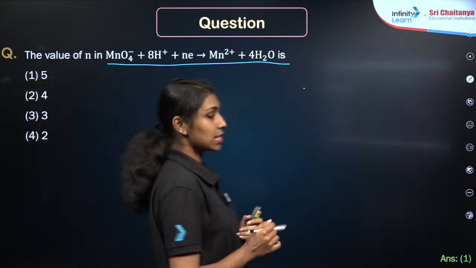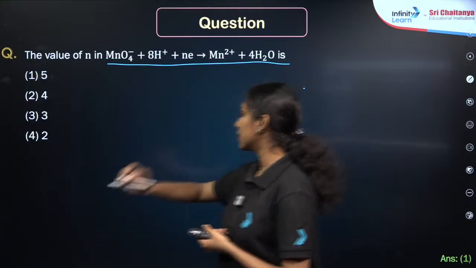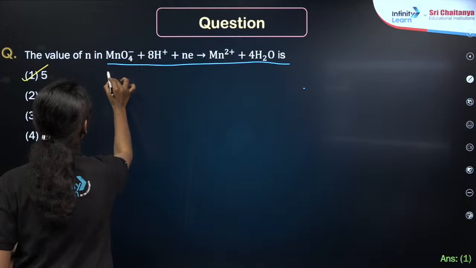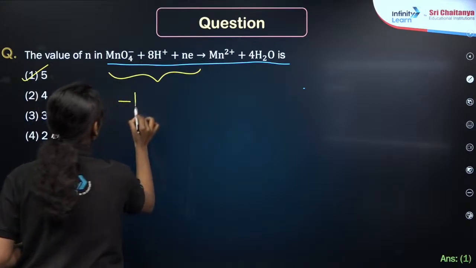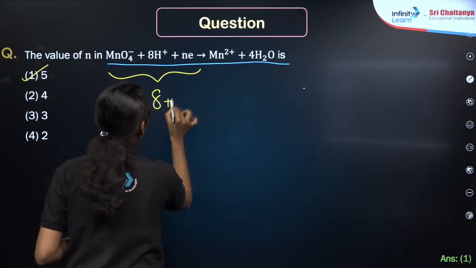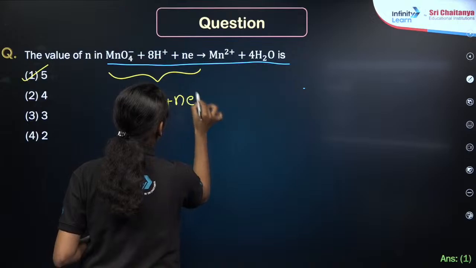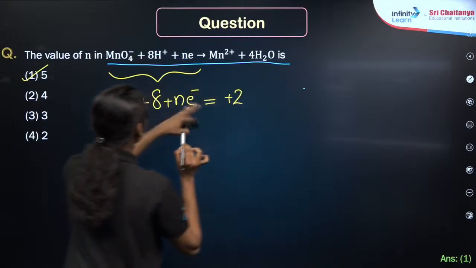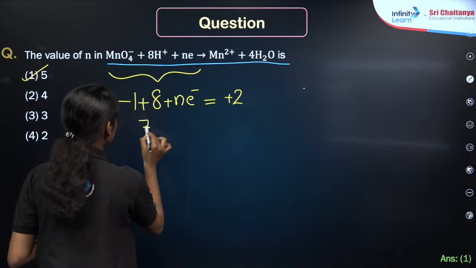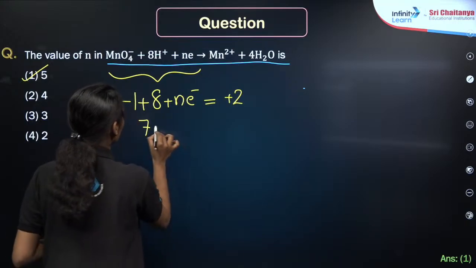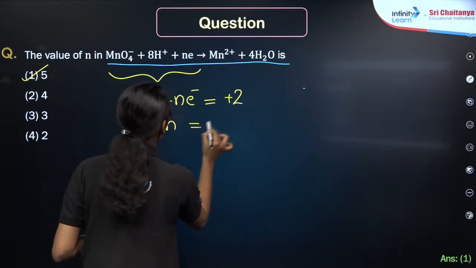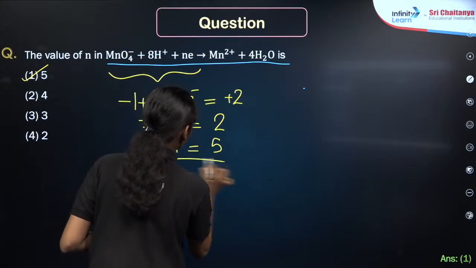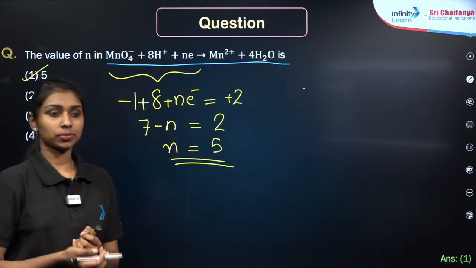Option 1, right? Yes, option 1, n equal to 5, is the correct answer here. Which means you have to just calculate the charges here. Here it is -1 plus 8 plus n electron, that is equal to +2, right? I am taking minus n charge here. Here it is 8 minus 1 is equal to 7, minus n is equal to 2, or n is equal to 7 minus 2, that is equal to 5. Clear?